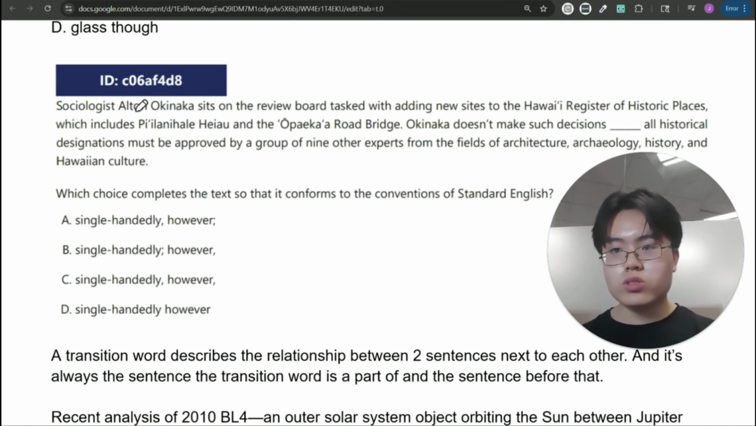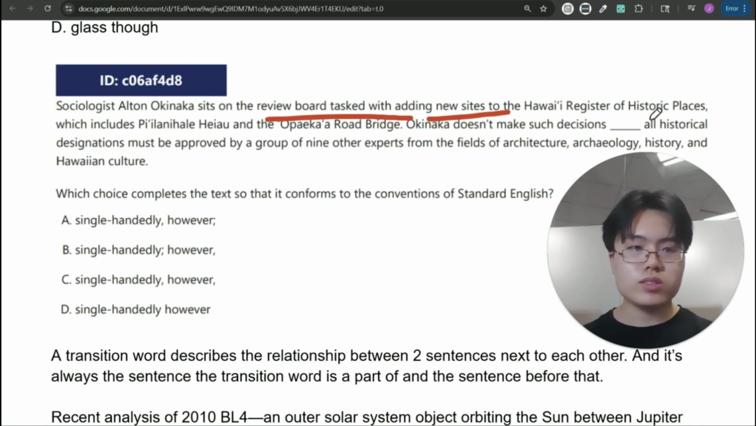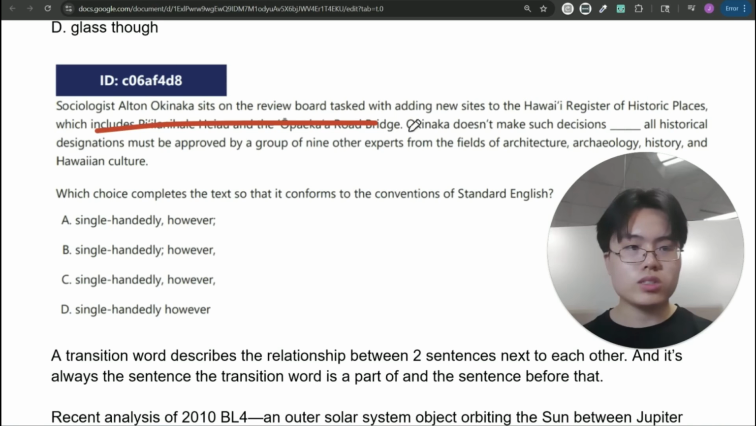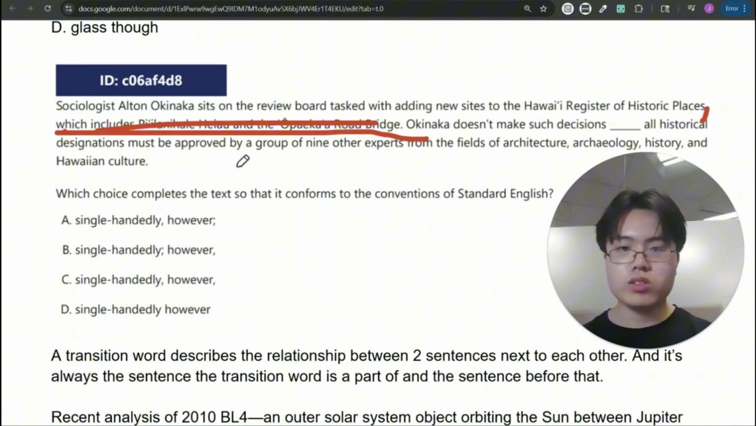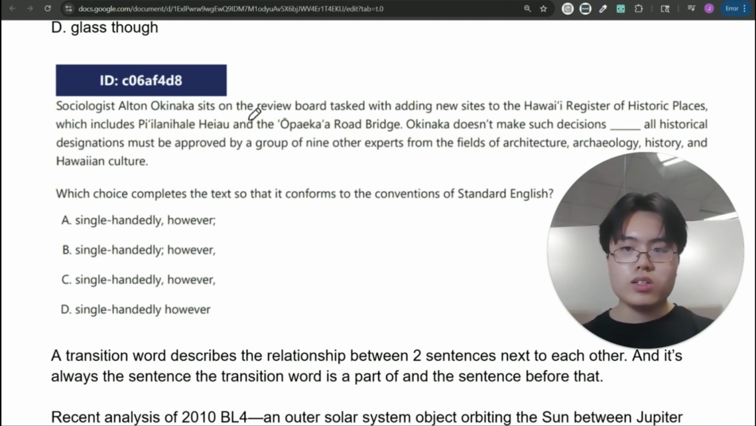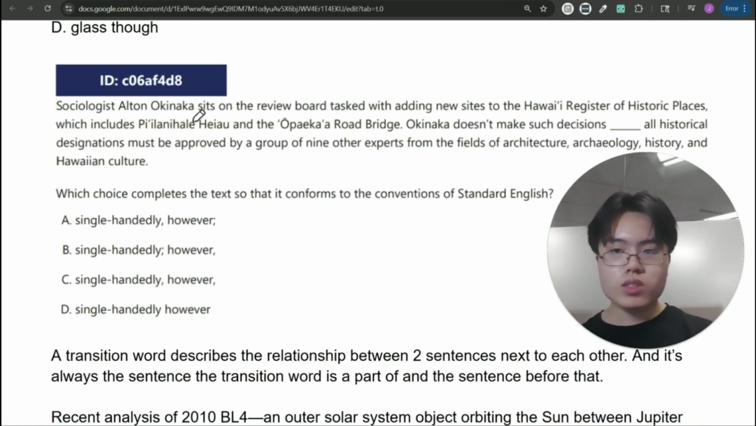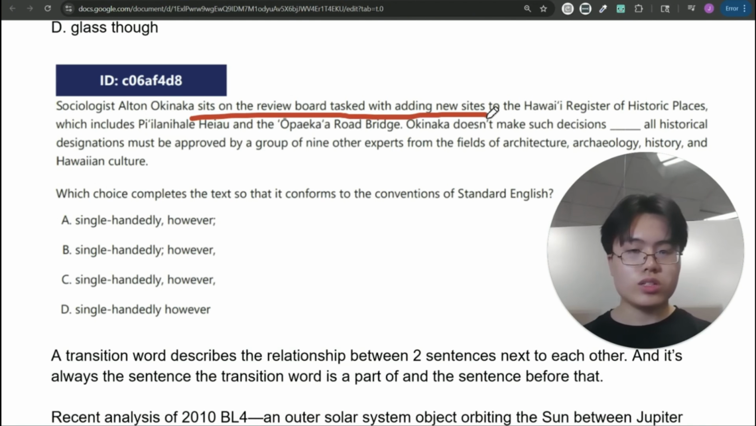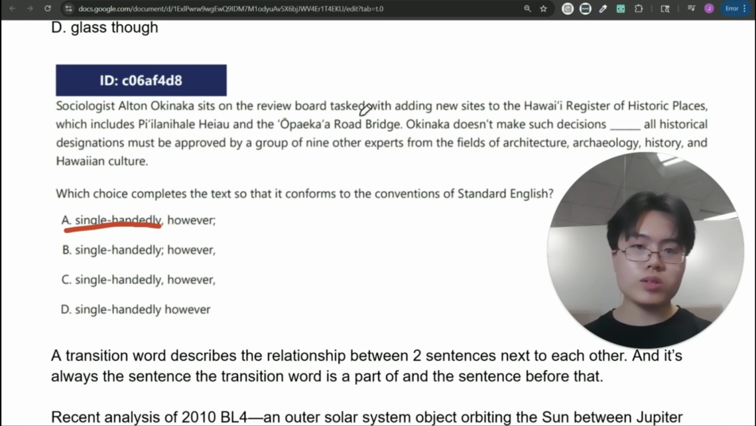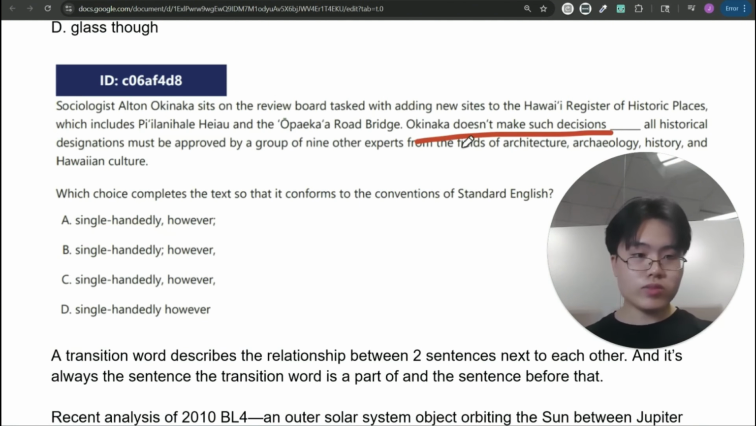Okay? Sociologist Alton Okinaka sits on the review board tasked with adding new sites, which includes, this is additional information basically. And you notice there's a comma here and there's a "which," because this is not such an element. Okay. Anyways, that's off topic. So basically, this sentence is saying this person sits on the review board tasked with adding new sites. And the second sentence is saying this person, Okinaka, same person, doesn't make such decisions single-handedly. So basically, their job is adding this stuff, and then the sentence is saying they can't do their job. That is definitely contrasting.